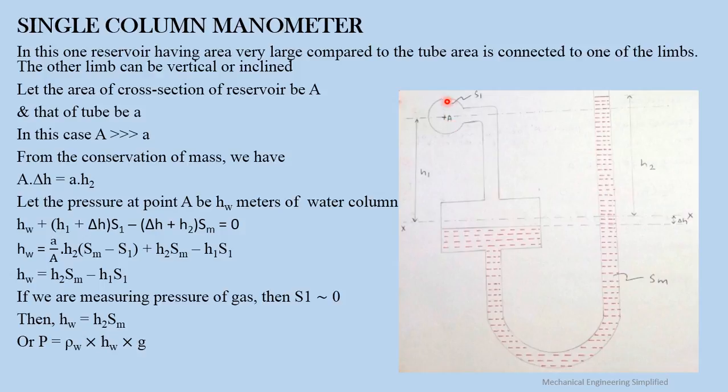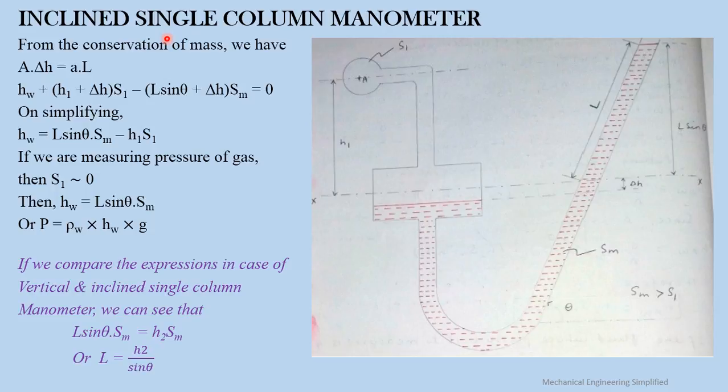And we can measure the pressure of air also, and the pressure of air, you know that it is approximately equal to atmospheric pressure. So that means S1 is generally approximately equal to 0 in case of gas. So if we are measuring the pressure of gas, then S1 is approximately equal to 0, and we will get HW is equal to H2 into SM. And again, for calculating the pressure P, we have rho water into H water into G. This is the similar concept. And this was the straight single column manometer.